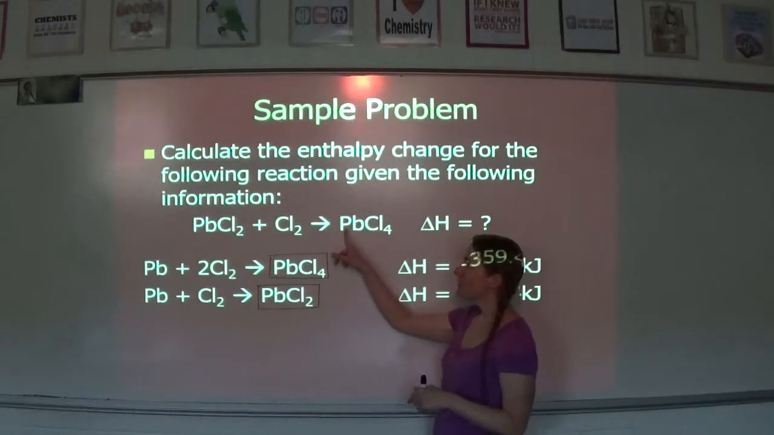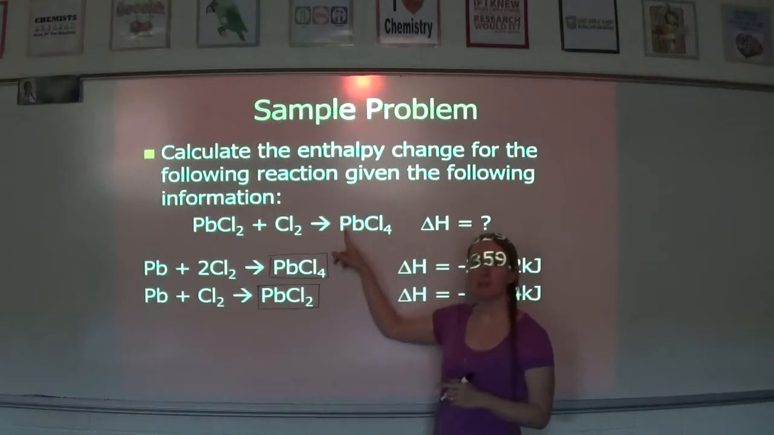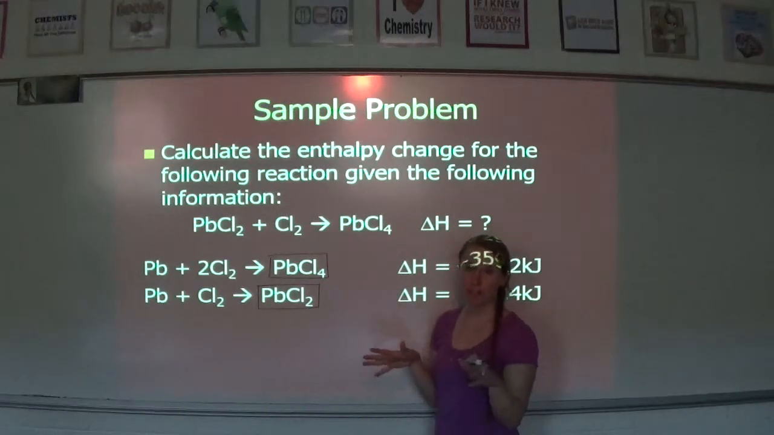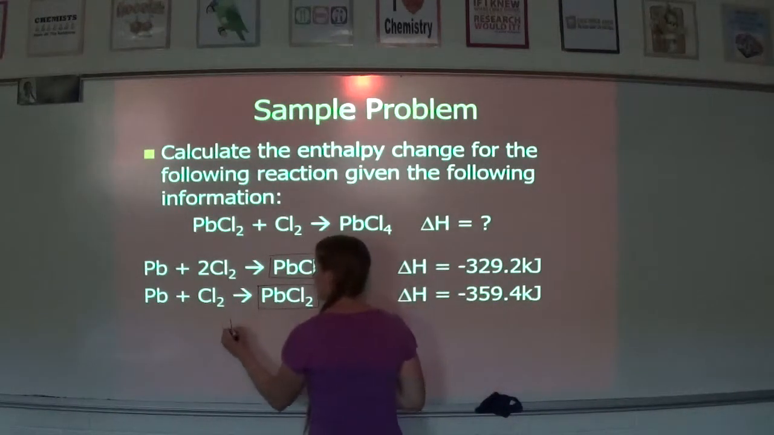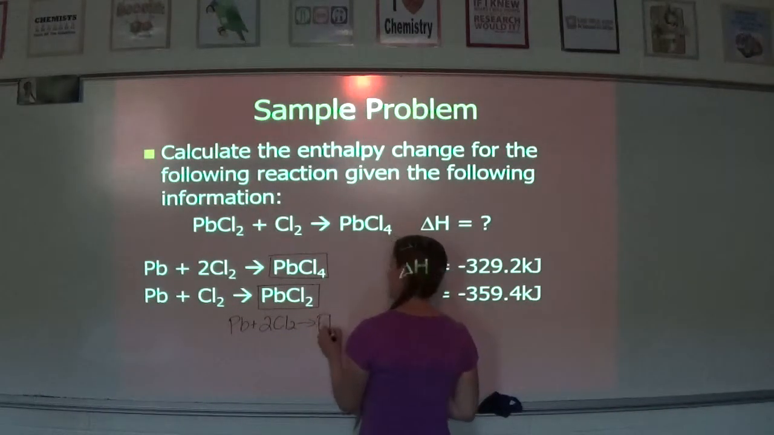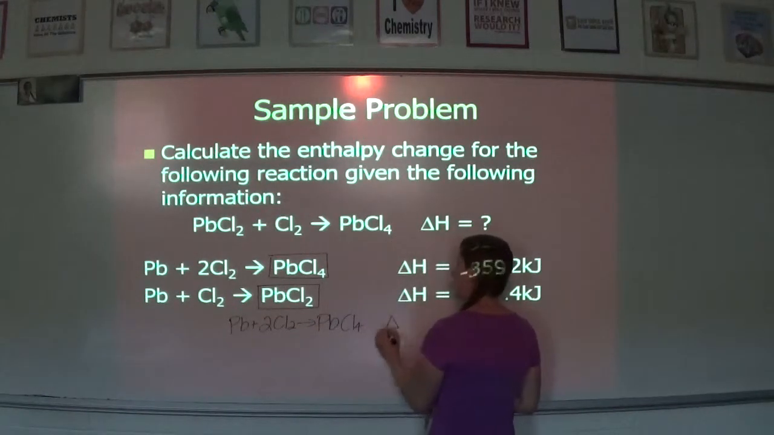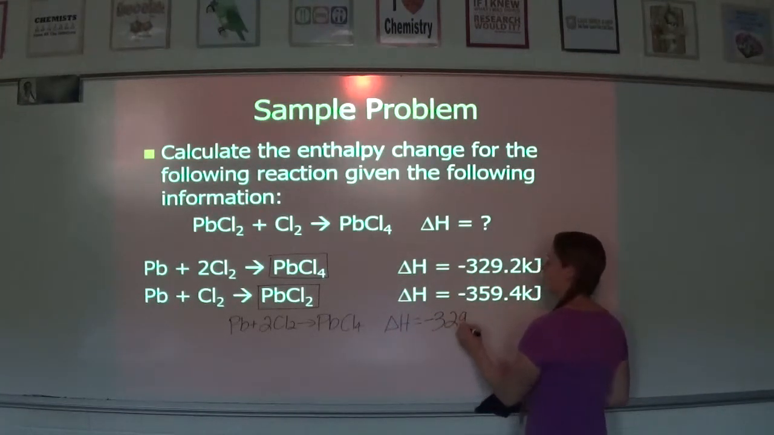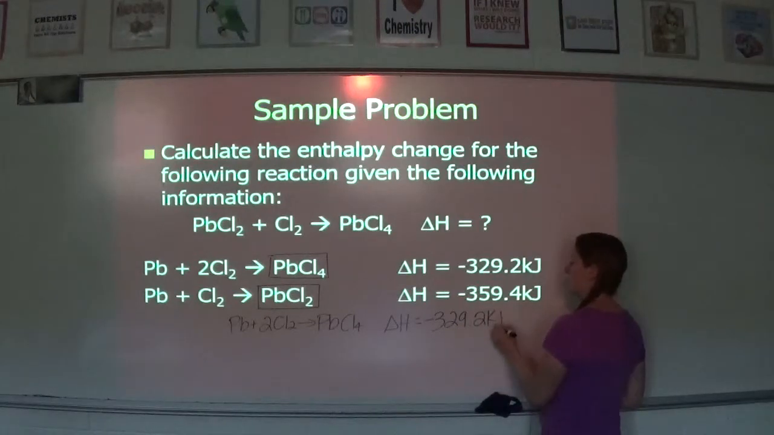Alright, so here I have 1 PbCl4 as a product. In my final reaction, I want 1 PbCl4 as a product. So this is an example where I'm not going to change the reaction. I'm going to leave it the same. So I'm just going to rewrite it. Pb plus 2Cl2 yields PbCl4. Since I did not change the reaction, I am not going to change delta H. So it stays as negative 329.2 kilojoules.